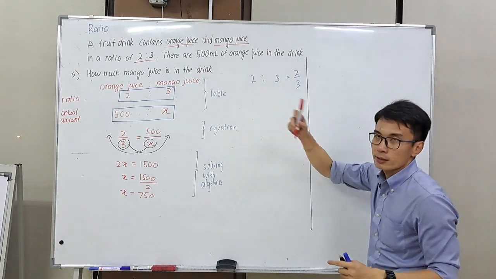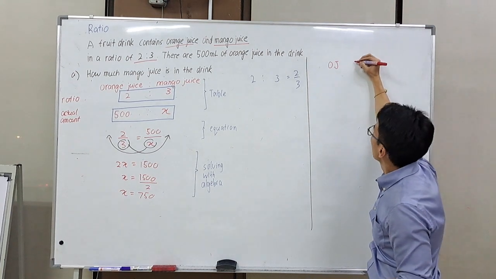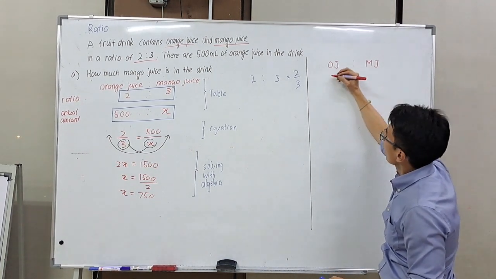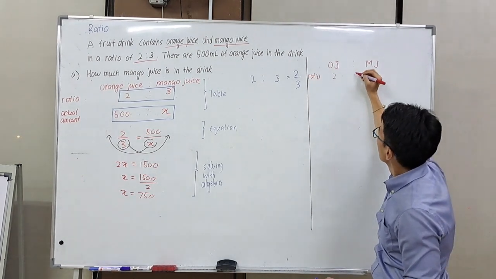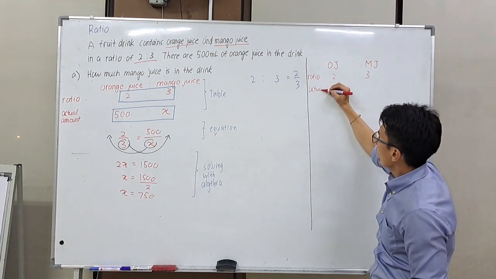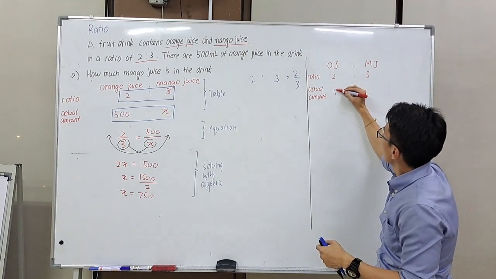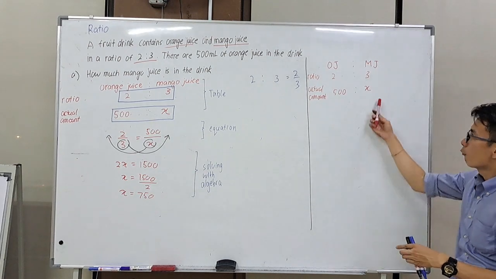So again, I'm going to make my table first. I have my orange juice, I'm going to write in short form, and I have my mango juice, and I have my ratio over here, which is 2, 3, and I have my actual amount, which is 500 and x. Okay, so I have formed my table.